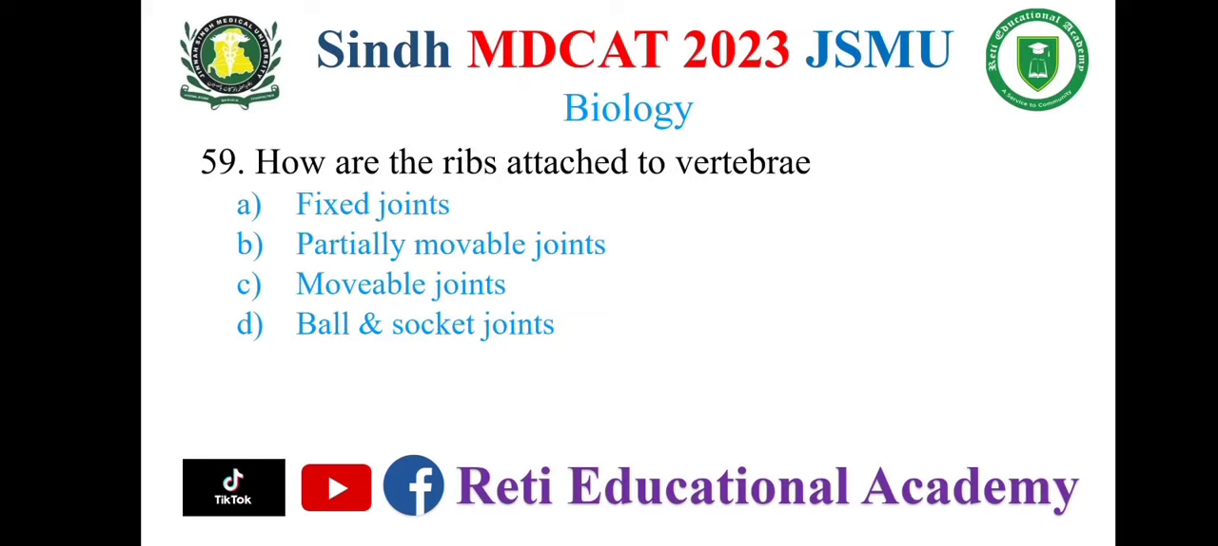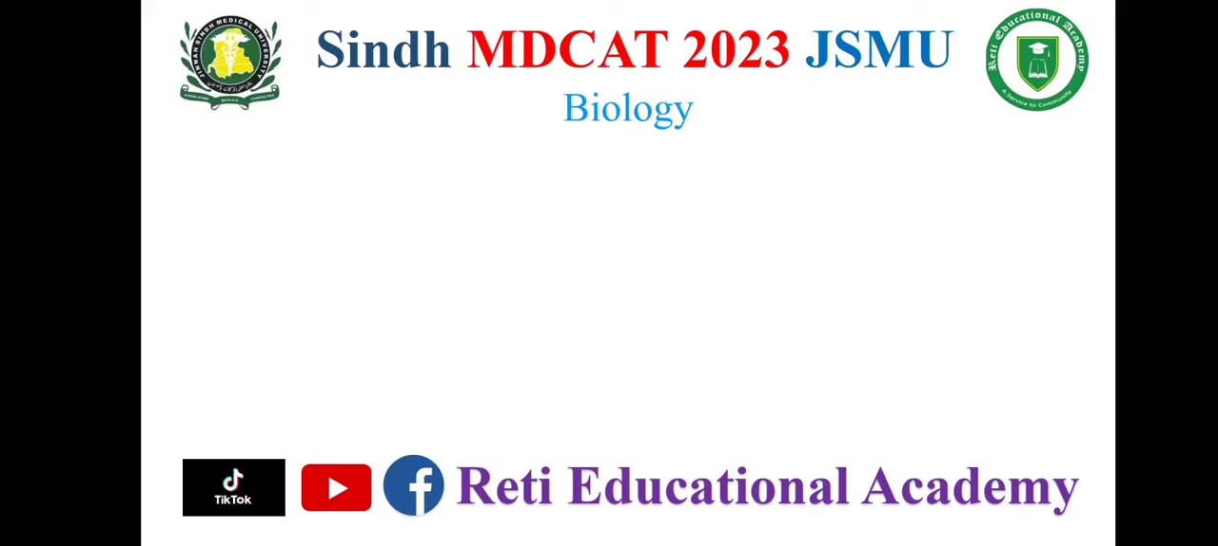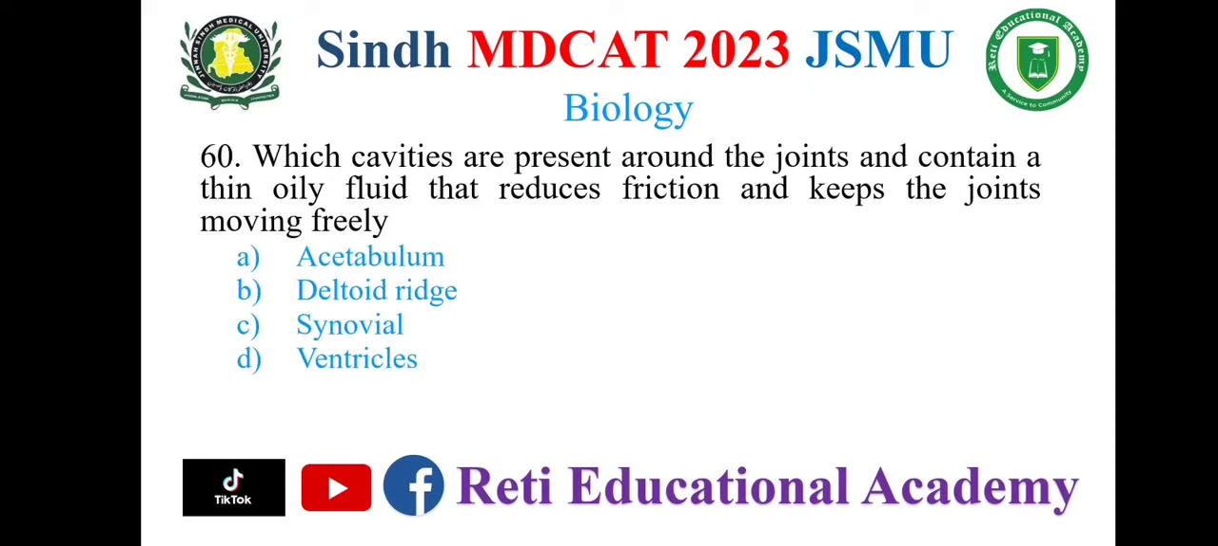Question number 59. How are the ribs attached to vertebrae? A, fixed joints, B, partially movable joints, C, movable joints, D, ball and socket joints. And the correct option is B, partially movable joints. Question number 60. Which cavities are present around the joints and contain a thin oily fluid that reduces friction and keeps the joints moving freely? A, acetabulum, B, deltoid ridge, C, synovial, D, ventricles. And the correct option is C, synovial.